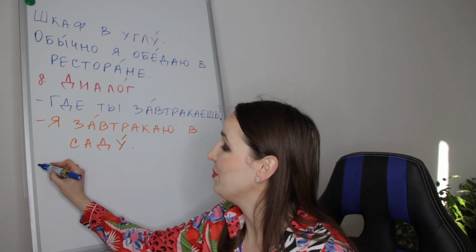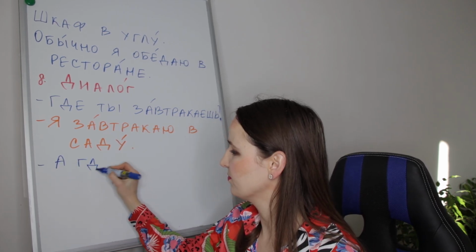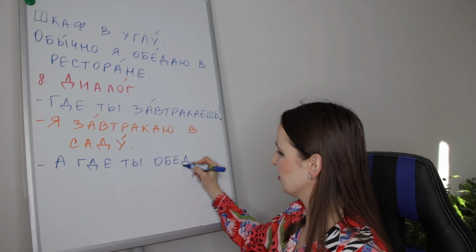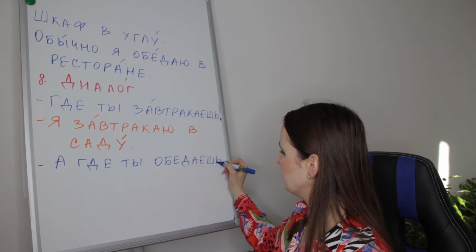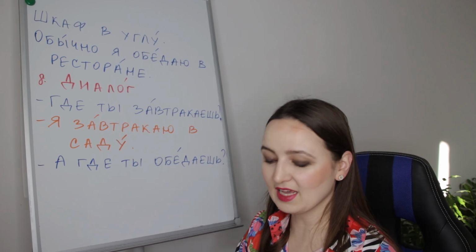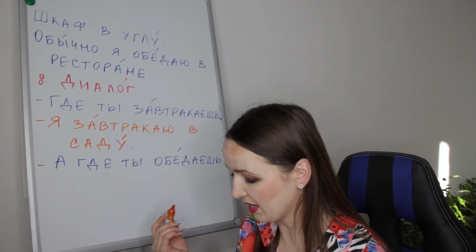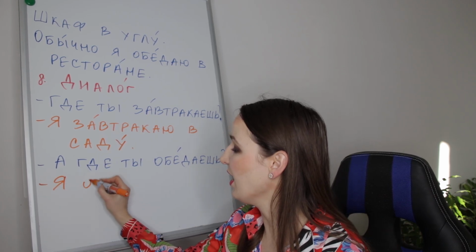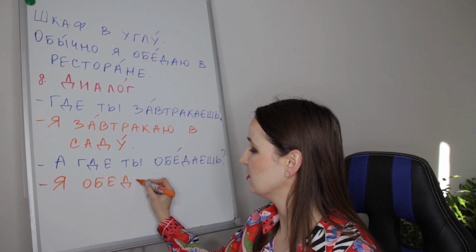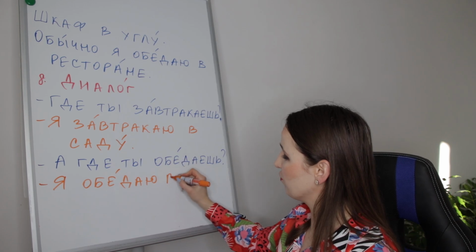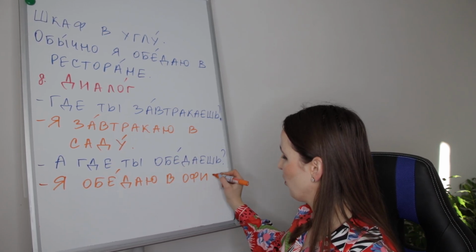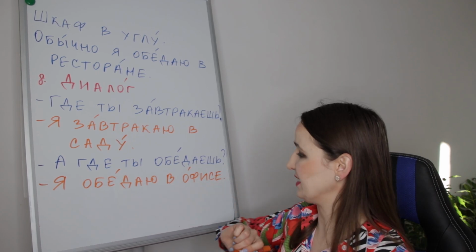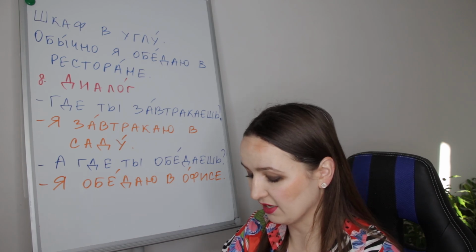Хорошо. А где ты обедаешь? And where do you have lunch? Я обедаю в офисе. Офис. Nominative. To make it prepositional, add е. В офисе. Я обедаю в офисе. I have lunch at the office.